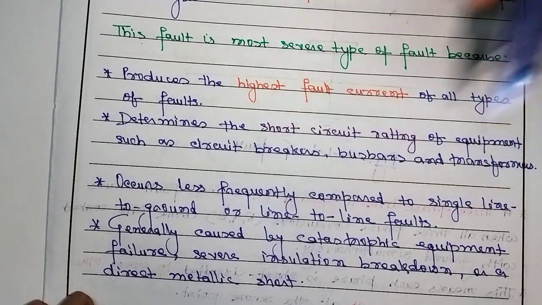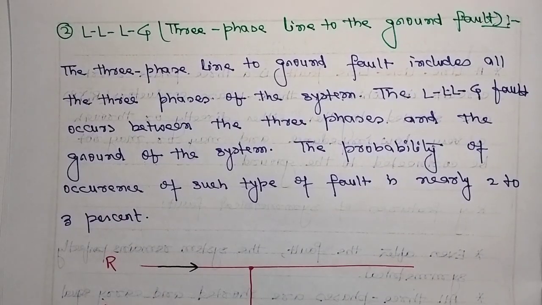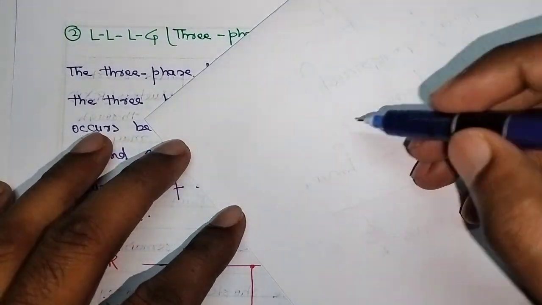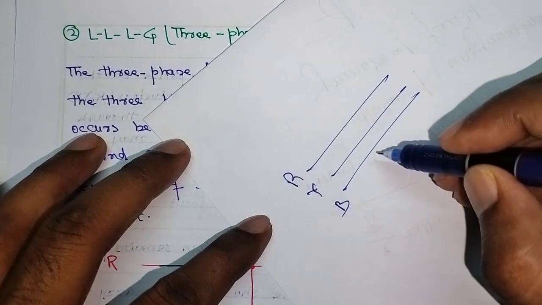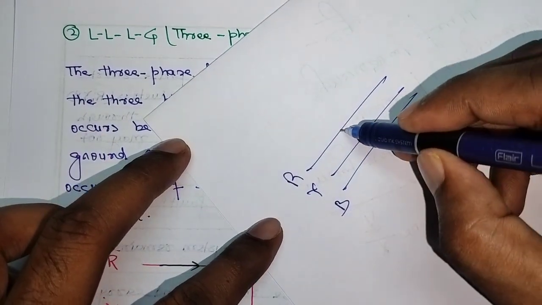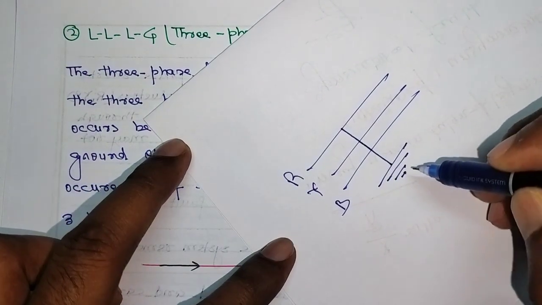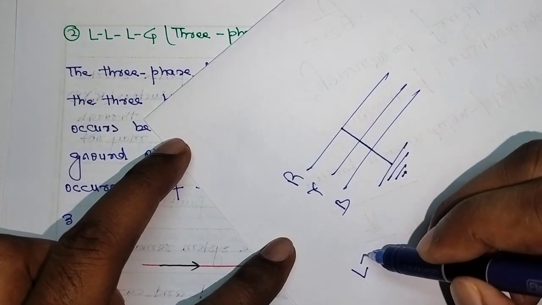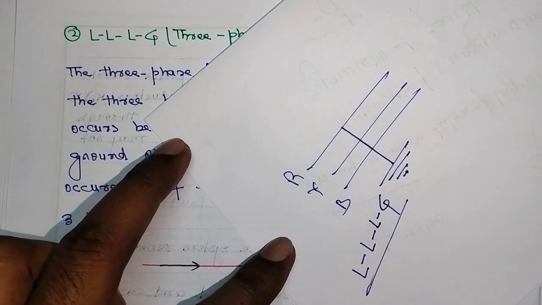Next we have the line to line ground fault. The word itself shows that there will be three lines, R, Y and B, and when they get shorted they also get grounded. Such type of fault is called the line to line ground fault.